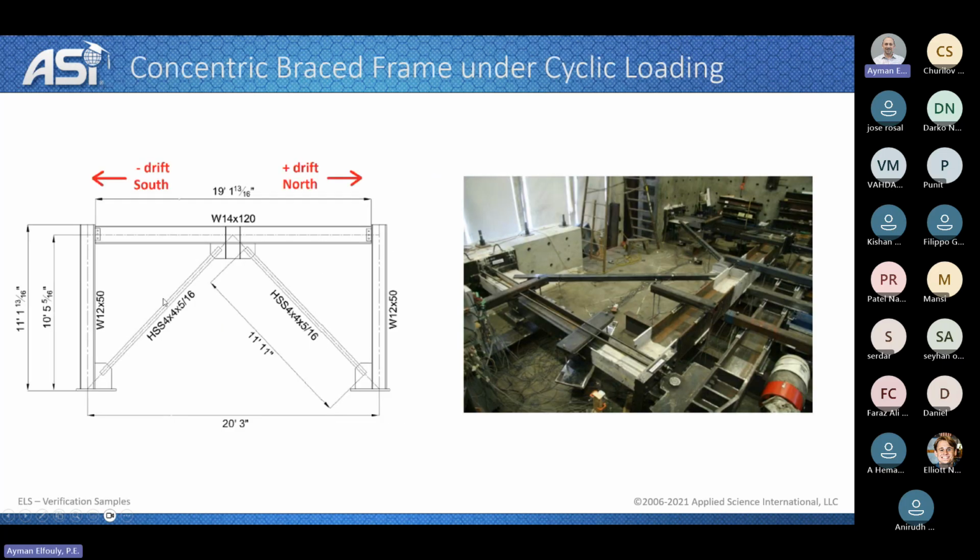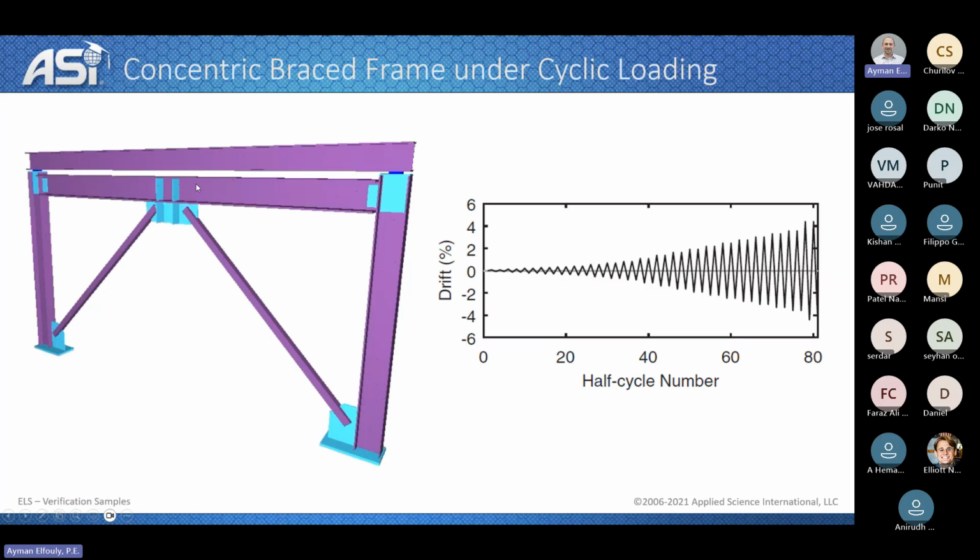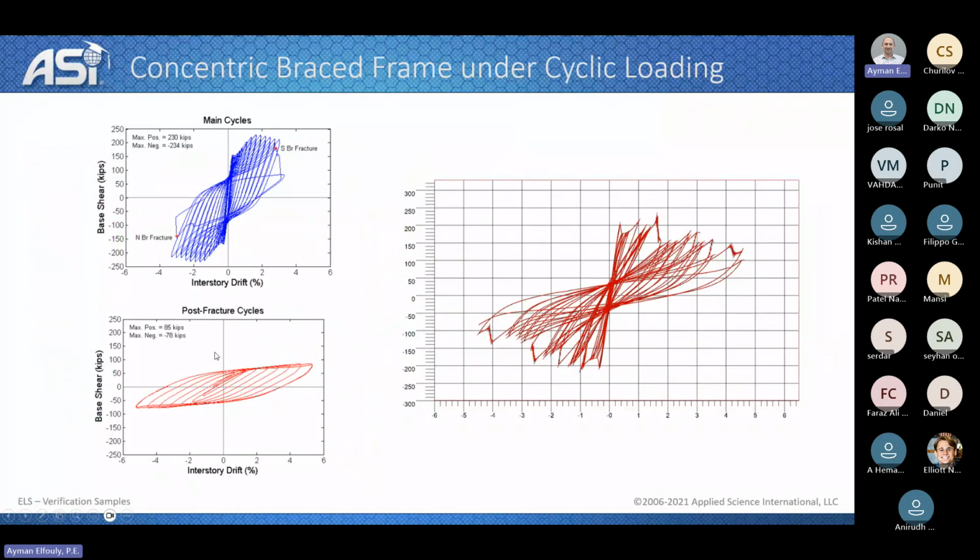Next is going to be a concentric braced frame under cyclic loading. So we see here the frame model inside ELS. We see the bracing. We see here the applied cycles. And we see here the experimental results versus ELS results. We see here that the failure happened at around 234 kips. And this is what we got inside ELS, that the failure was also at around 234 kips.